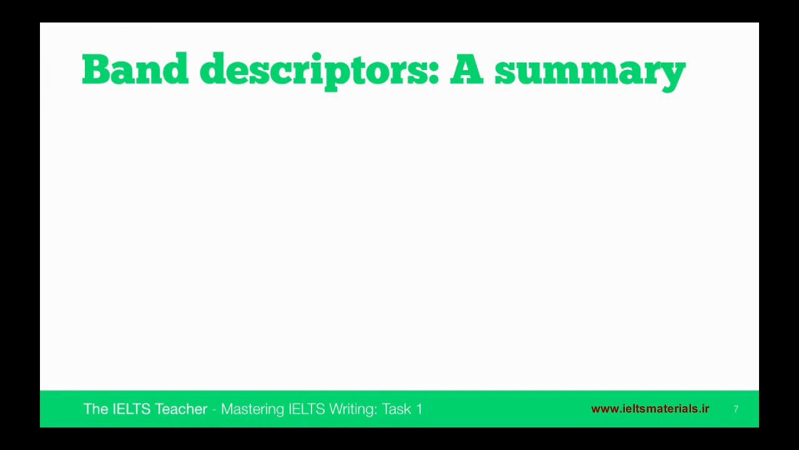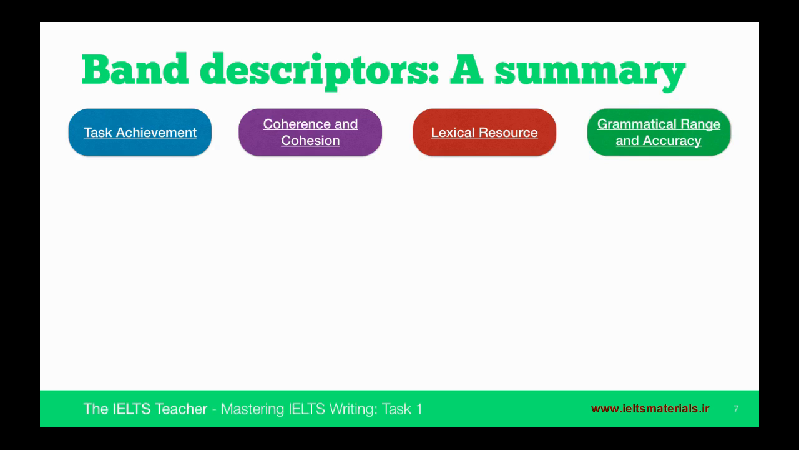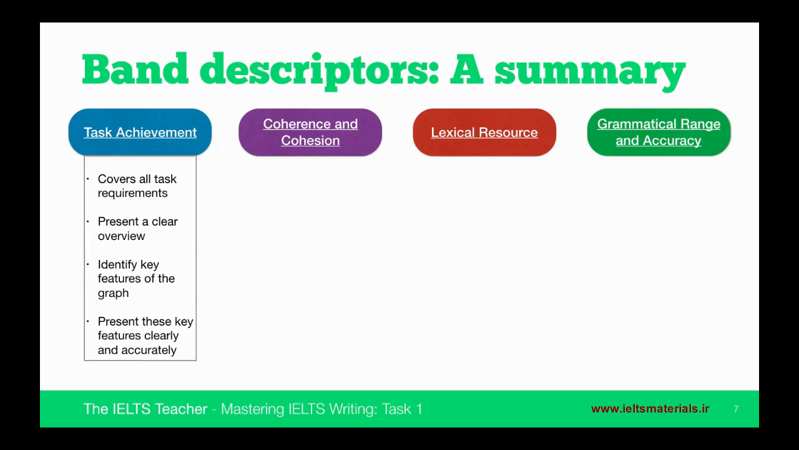So let's have a quick summary. Now, what were the 4 categories? Think about what the 4 category titles were. Well, we have task achievement, coherence and cohesion, lexical resource or vocabulary, and grammatical range and accuracy. So let's just have a quick sum up of what we need to do to secure a band 7 in each of these categories. For task achievement, we need to cover all the task requirements.